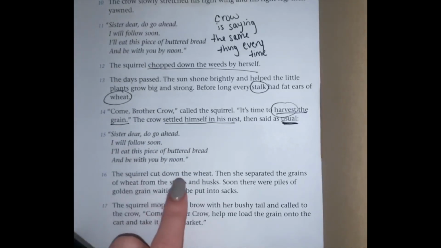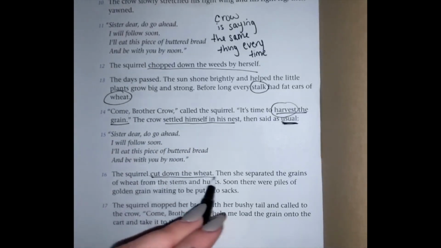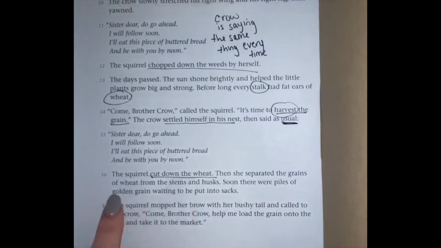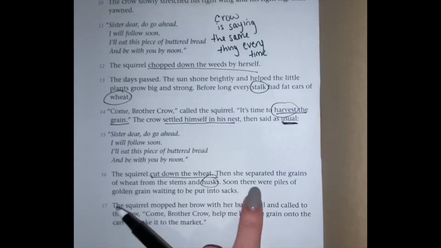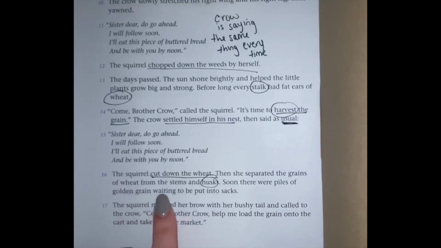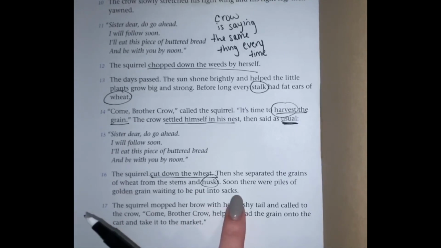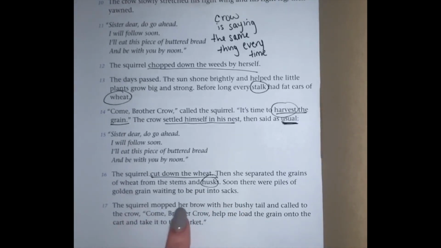The squirrel cut down the wheat. Then she separated the grains of wheat from the stems and husks. Not sure if I know that word. Soon there were piles of golden grain waiting to be put into sacks. The squirrel mopped her brow with her bushy tail and called to the crow, "Come, brother crow, help me load the grain onto the cart and take it to the market."